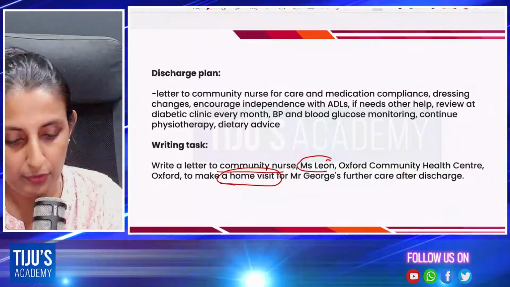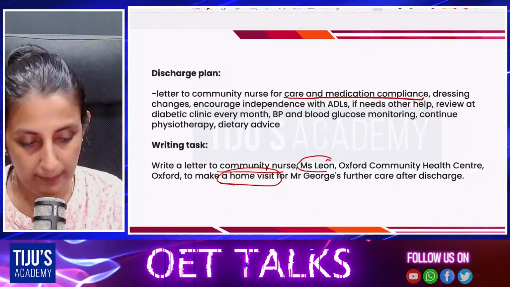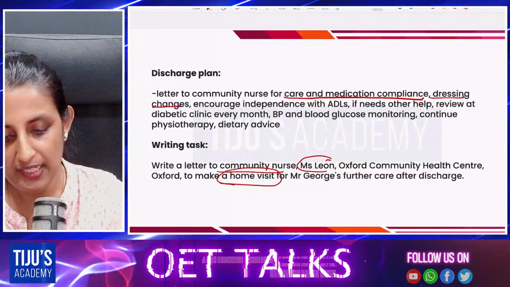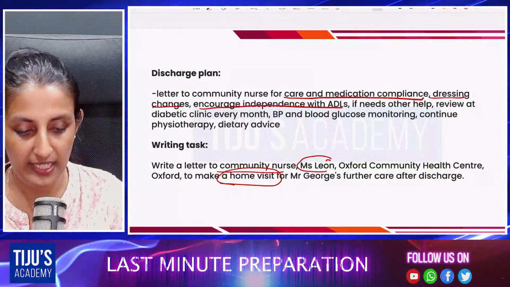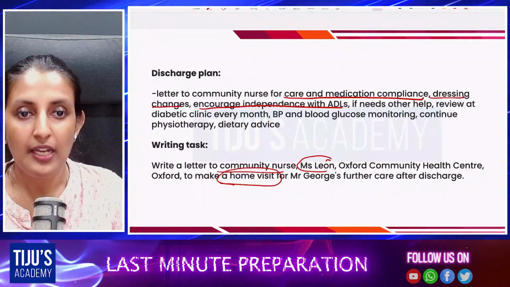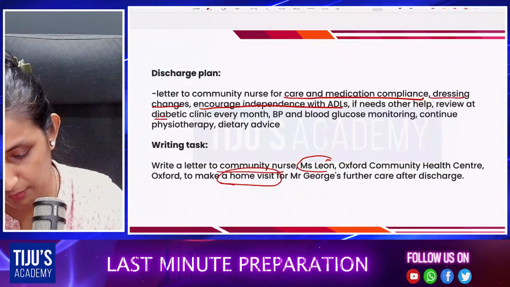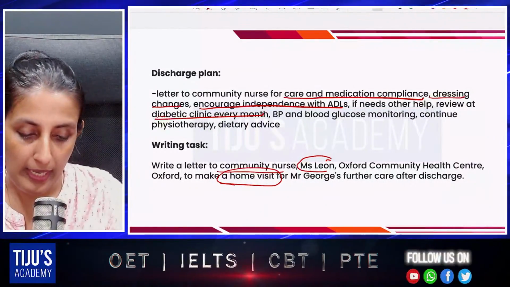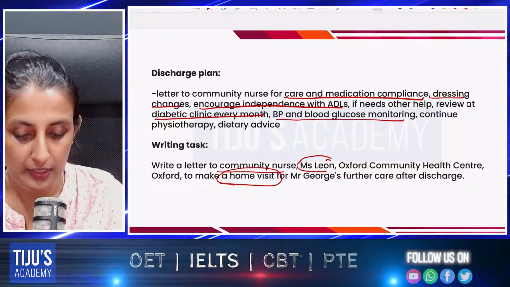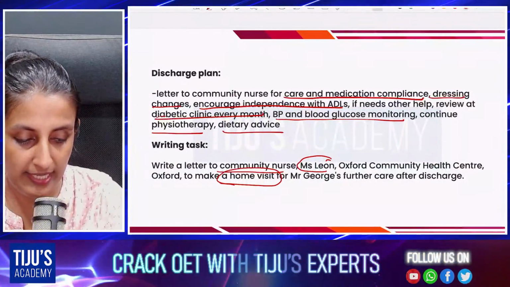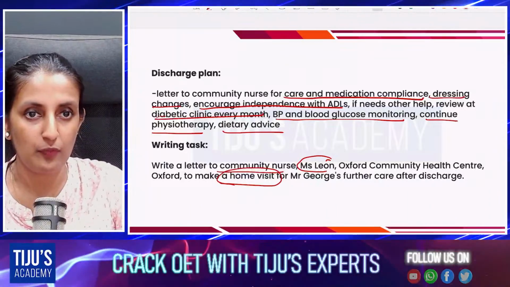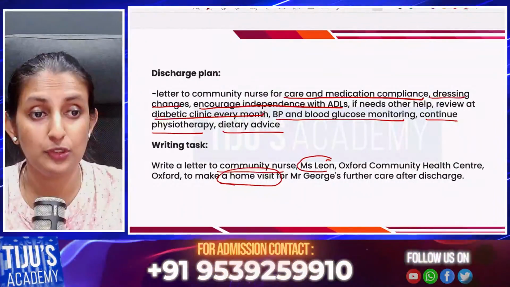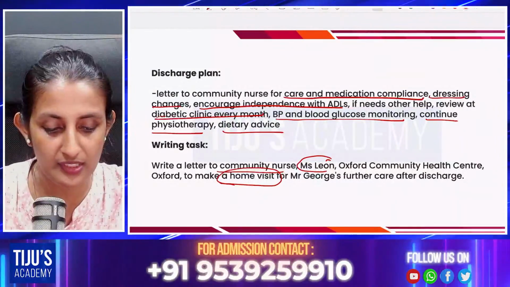So letter to community nurse for care and medication compliance. Dressing needs to be changed. Encourage independence with the ADL. If needs other help, review at diabetic clinic every month. So he has a review at the diabetic clinic every month. BP and BGL need to be monitored. Continue physiotherapy and dietary advice. Dietary advice also needs to be followed. So this is about the discharge plan.